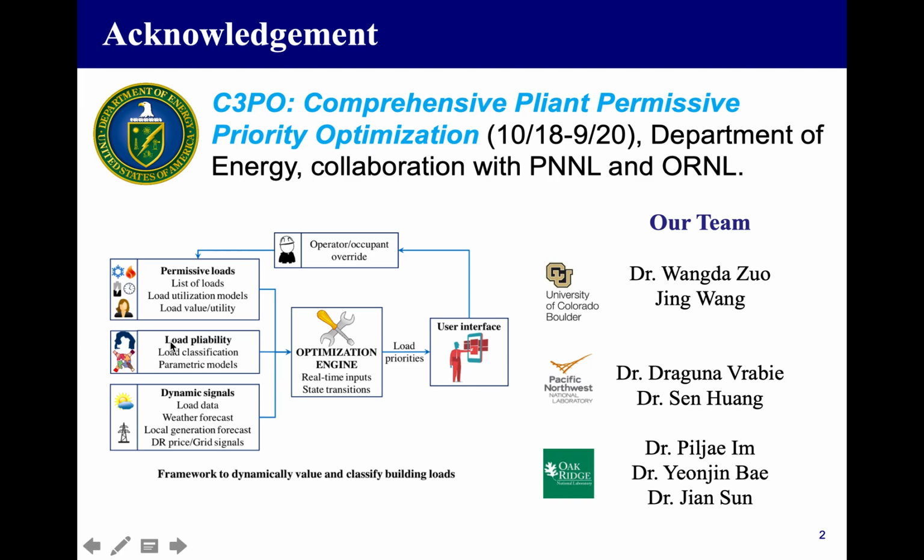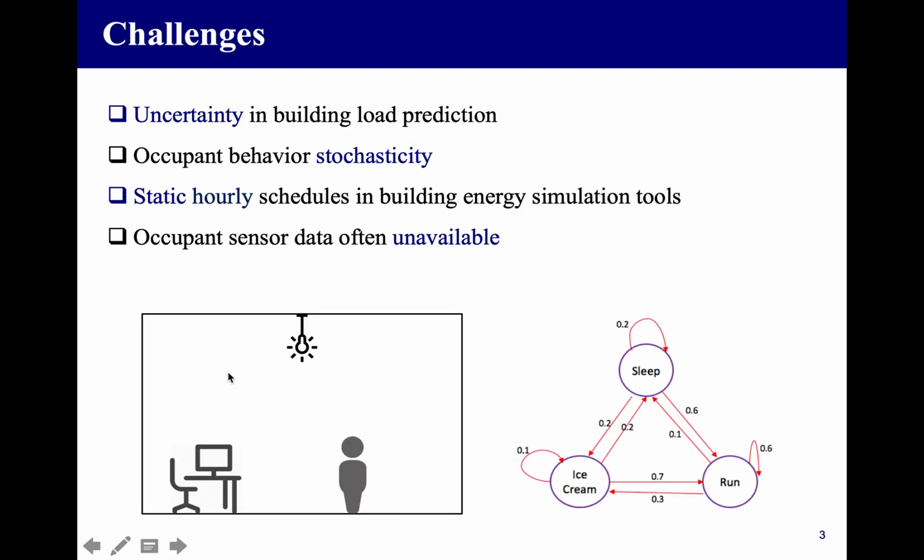And as we can see here in this diagram, a key part of this framework is to predict real-time pliability of building loads. And there are some challenges in terms of that. The first challenge comes from the uncertainty in building load prediction, and this is mostly attributable to the stochasticity of occupant behavior. This Markov chain here kind of describes how stochastic human behavior can be inside the buildings.